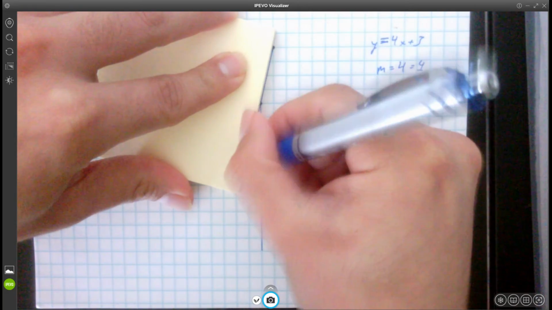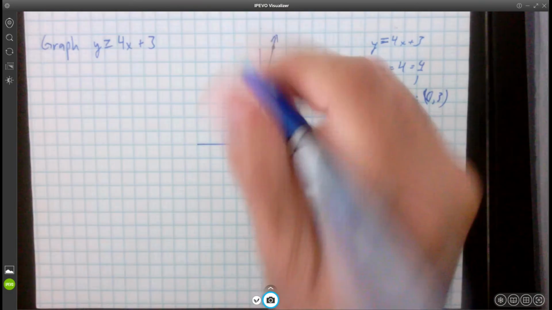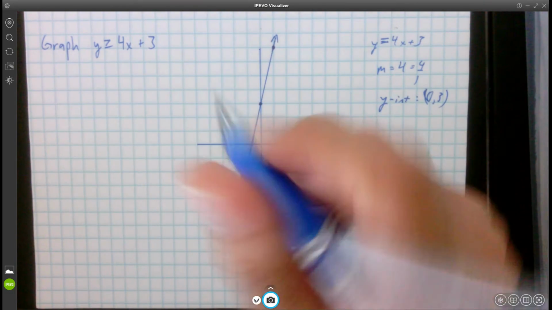Notice that I'm using a straight edge. You should be able to use a straight edge as well. You can use the side of your notebook, or the side of your books. It's up to you what you want to use for that.